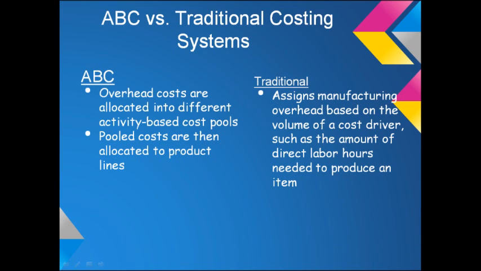Activity-based costing: overhead costs are allocated into different activity-based cost pools. These costs are then allocated to the various product lines that the company produces. For example, if an employee works 4 hours on project 361 and then spends the rest of the day working on project 498, those two projects would each be charged exactly how many labor hours the employee worked on them.